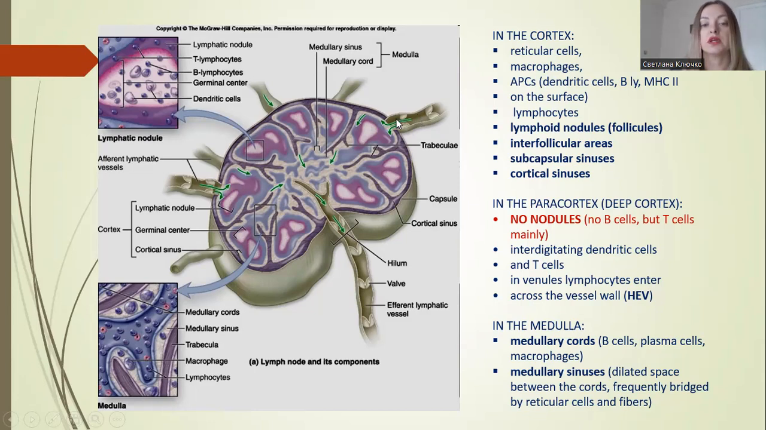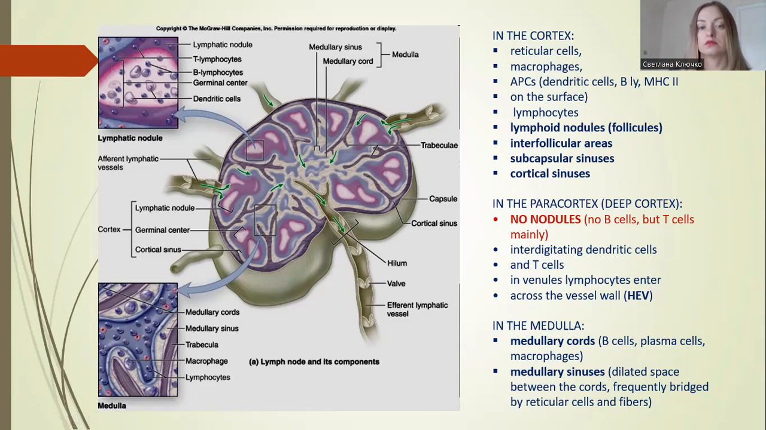Lymph migrate from efferent lymph vessels to subcapsular sinuses and next to intertrabecular sinuses. And antigen presentation cells uptake antigens from lymph and present information about them to lymphocytes in cortex in lymphoid nodules. Cortex is B-dependent zone.